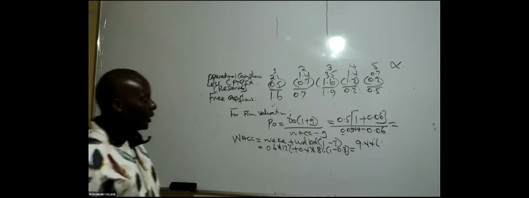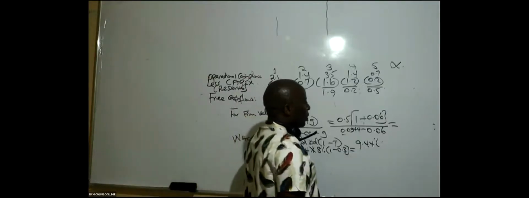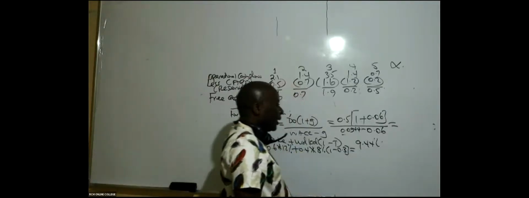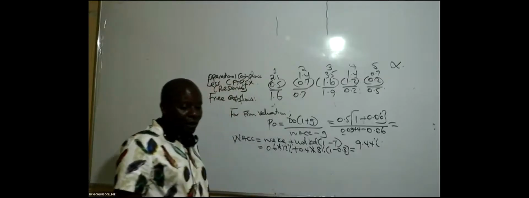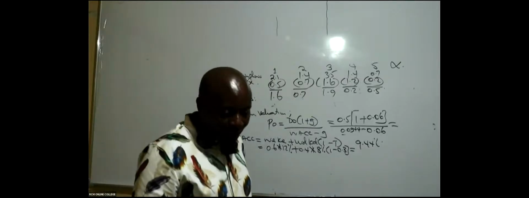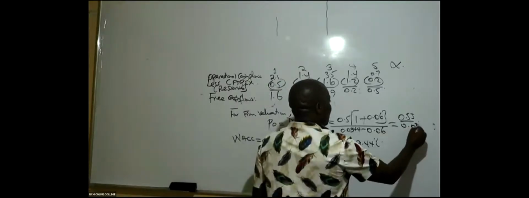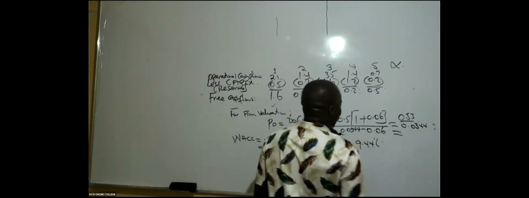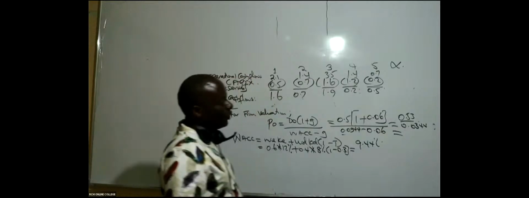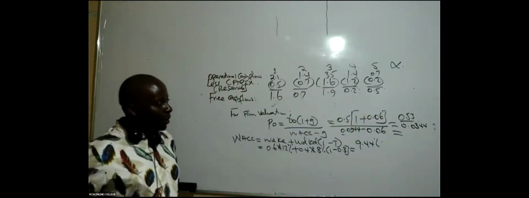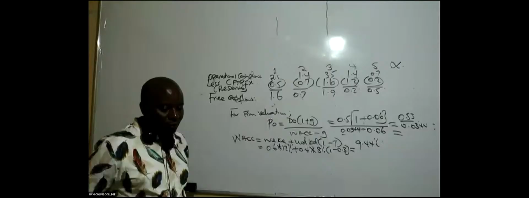But you never gave me the numerator. Nobody gave me the numerator. 0.5 times 1.06. At least the numerator was correct. 0.53. So I'm being given the numerator as 0.53. How about the denominator? The denominator will be 0.0344, which will end up giving me what figure? 0.53 divided by 0.0344.